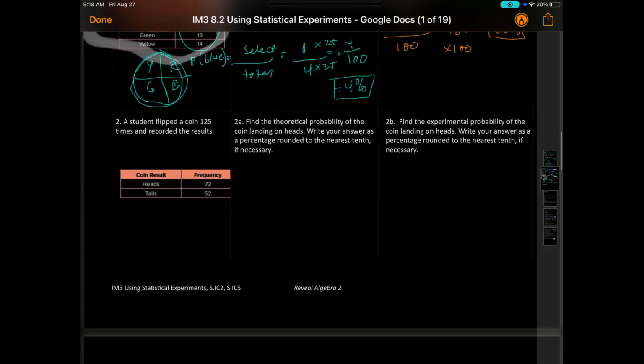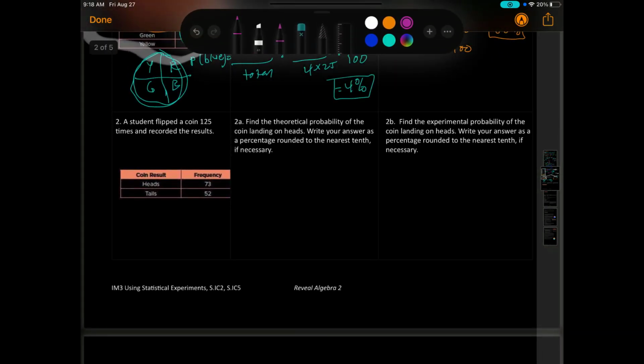All right, let's try question number 2 here. A student flipped a coin 125 times and recorded the results. Find the theoretical probability. So let's go and do the theoretical probability. Again, this is the total, or another way of saying it is the all, versus what you want, the select. Well, if there's only 2 choices, it's either going to be heads or tails, so it's only 2 of them. But we're trying to get heads, and so like you can just write this out, right? You did the coins before. There's 2 coins, so that's the total, and you're trying to select a head, so that would be 1/2.